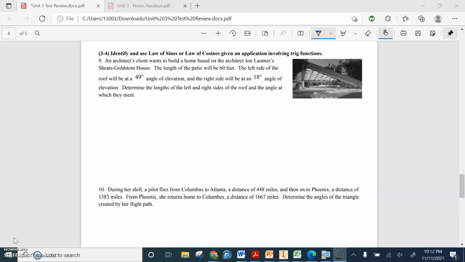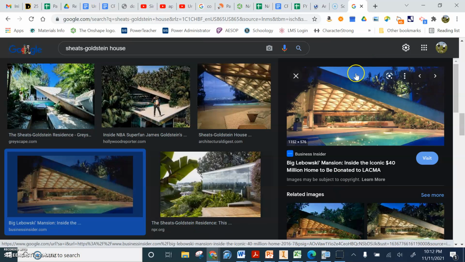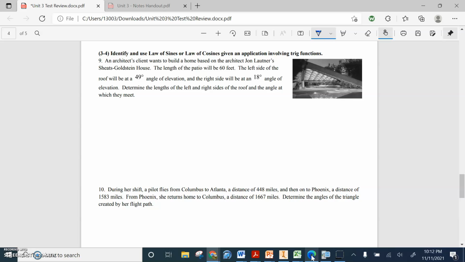Yeah, there's a picture here. I actually found that picture of this house. It's John Lautner's Sheets Goldstein house. So pretty quick Google search, there it is, right? Pretty sure that's actually the exact picture. But as I was reading through the problem, I had to look because the description was a little confusing.